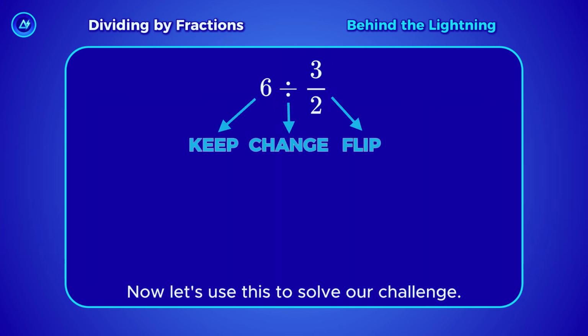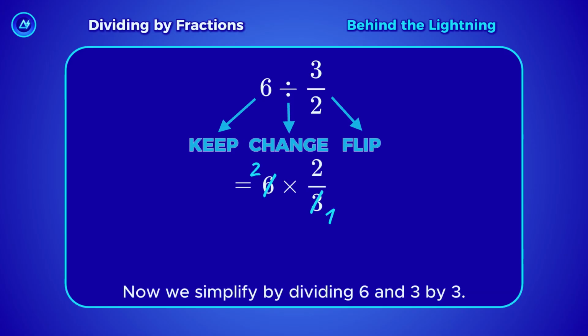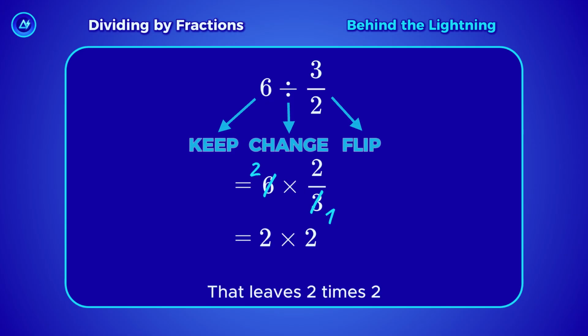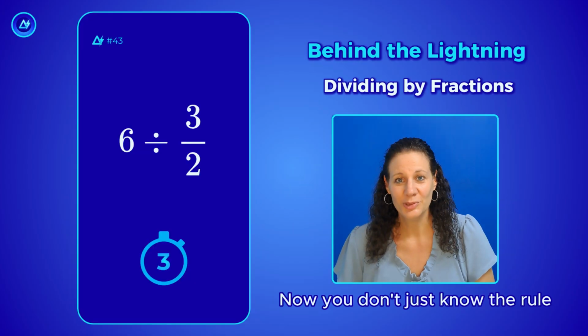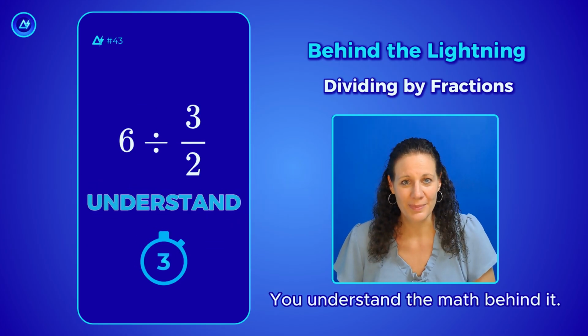Now let's use this to solve our challenge. 6 divided by 3/2 equals 6 times 2/3. Now we simplify by dividing 6 and 3 by 3. That leaves 2 times 2, which equals 4. Now you don't just know the rule for dividing by a fraction, you understand the math behind it.